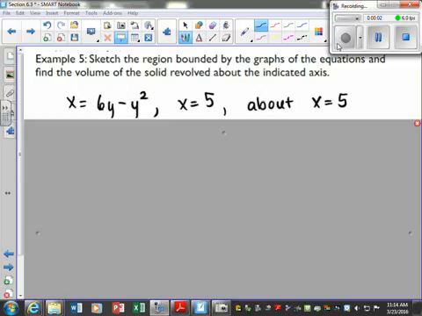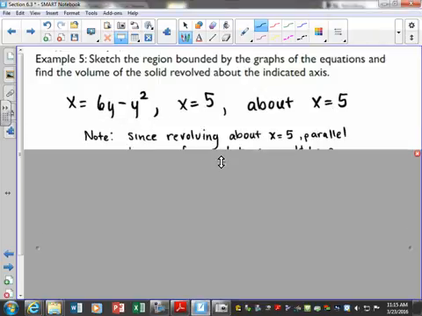Okay, so this next example, we're just gonna take our time and work through this. It's very complicated, and we're just gonna take one step at a time. But first of all, sketch the graph. They give us an x equals equation, which means, first of all, we have to be able to graph this. It's revolving about x equals 5.